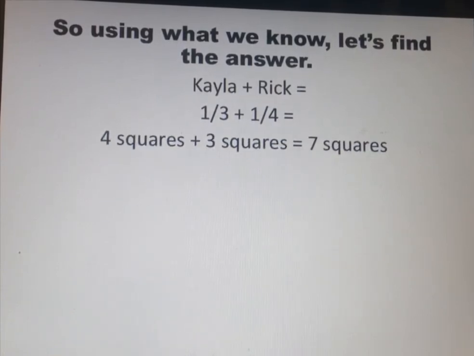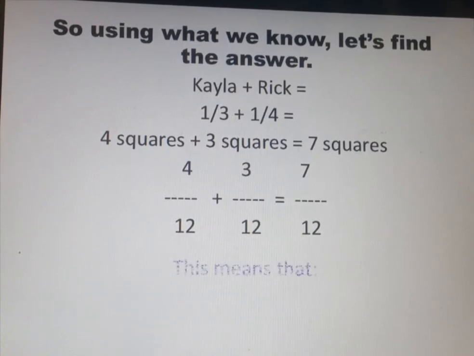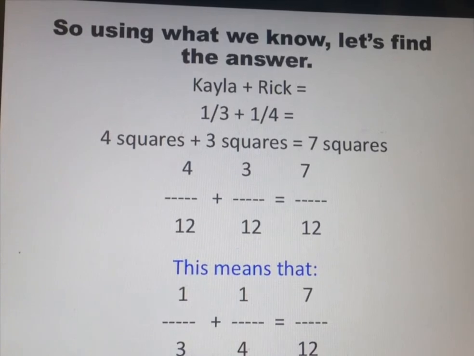So using what we know, let's find the answer. We're trying to figure out how much Kayla and Rick ate together. Kayla ate 1/3 and Rick ate 1/4. We know that 1/3 is 4 squares and 1/4 is 3 squares, so 4 squares plus 3 squares equals 7 squares. This means that 1/3 plus 1/4 equals 7/12.